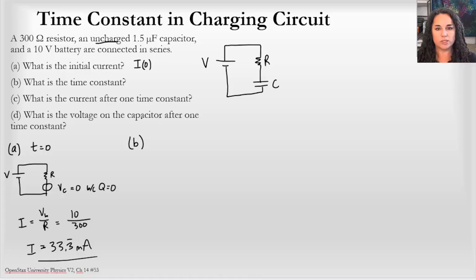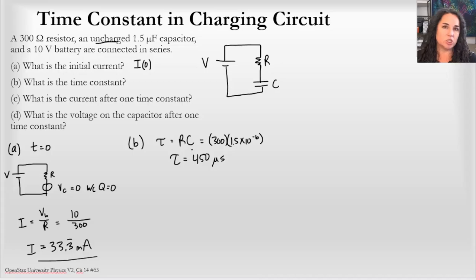Part B says, what is the time constant? Okay, I like this. This is actually a plug and chug. I'm just going to take R and multiply by C. R is 300, C is 1.5 times 10 to the negative 6th, and my time constant is actually going to be 450 microseconds. Okay, so that's the amount of time it takes to charge to 63% of the total charge.